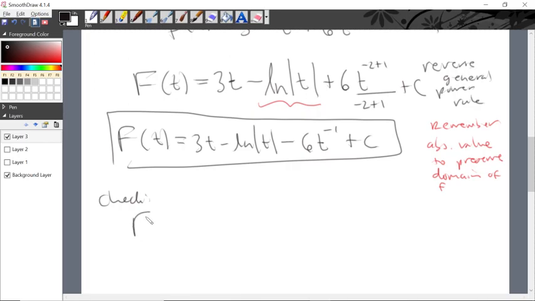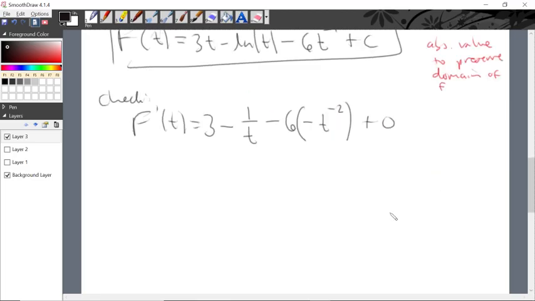By differentiation. F prime of t is equal to the derivative term by term. This is going to be 3 minus the derivative of natural log of the absolute value of t, which is 1 over t. And then the derivative of negative 6t to the negative 1, we get positive 6 t to the negative 2. Okay, and then how do we find the derivative now? Remember, we move the exponent to the front, and then we subtract 1 from the exponent. And then the derivative of a constant is just 0. So I'll put a plus 0 there.